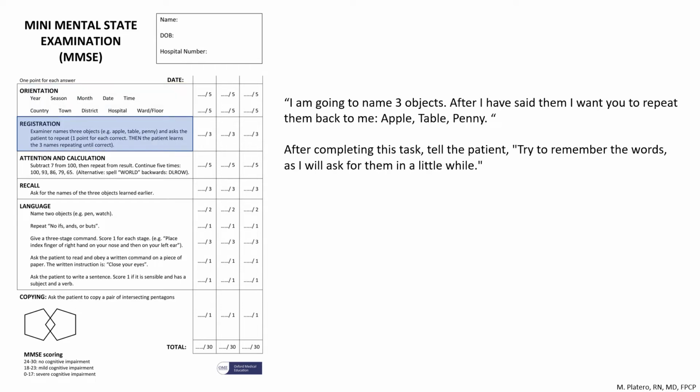For registration, you may say this to your patient: I am going to name 3 objects. After I have said them, I want you to repeat them back to me: apple, table, penny. The number of objects the patient names correctly upon the first repetition determines the score of 0 to 3. If the patient does not repeat all 3 objects the first time, continue saying the names until the patient is able to repeat all 3 items, up to 6 trials. After completing this task, tell the patient, try to remember the words as I will ask for them in a little while.